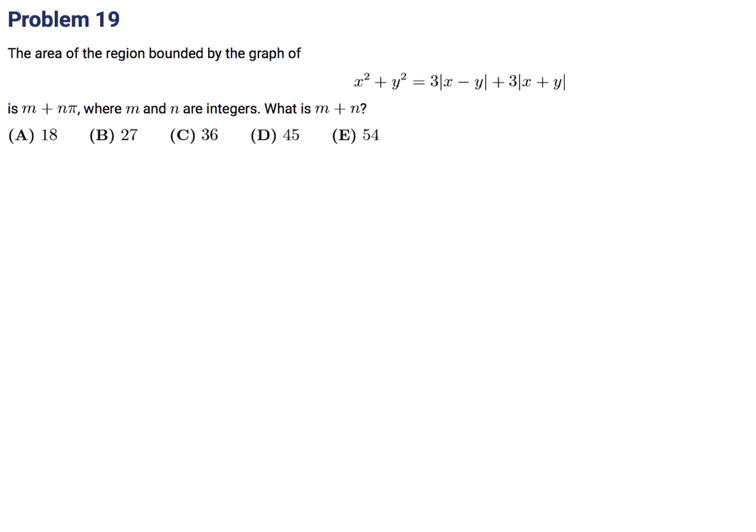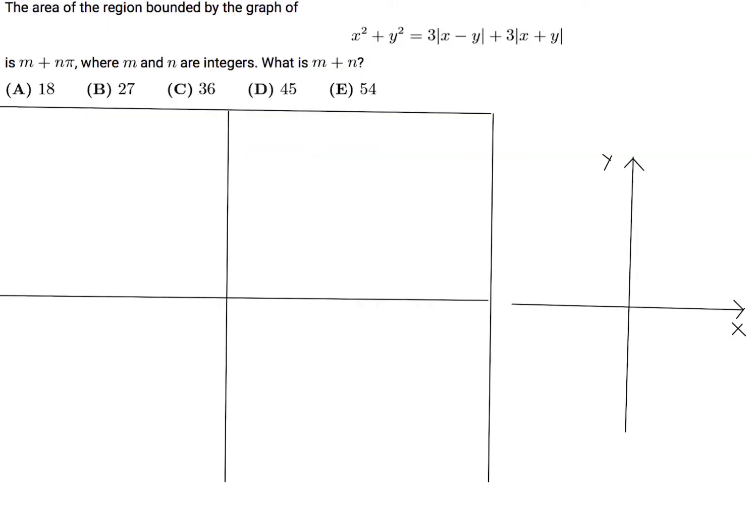The area of the region bounded by the graph x squared plus y squared is equal to 3 times the absolute value of x minus y plus 3 times the absolute value of x plus y is m plus n pi, where m and n are integers. What is m plus n? Well, we have 4 scenarios, and let's talk about all 4. You will get the hang of this after a while. The first one is, of course, where x minus y is greater than or equal to 0, and x plus y is also greater than or equal to 0.